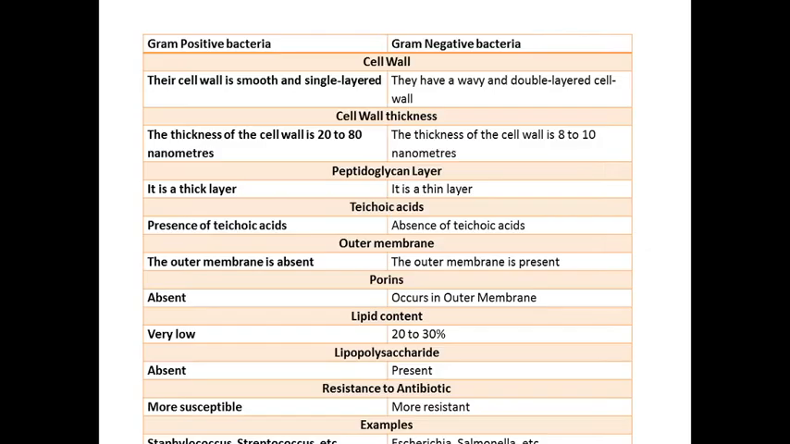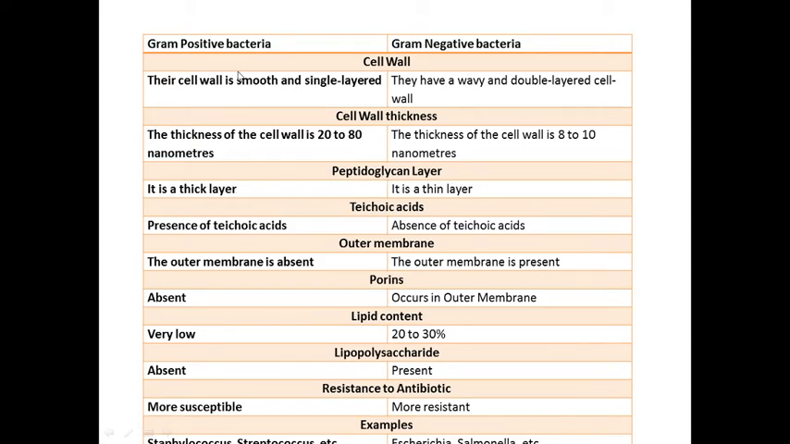This is the difference. Cell wall: gram positive bacteria cell wall is smooth and single layered. In case of gram negative, it is wavy and double layered. Cell wall thickness: the thickness of the cell wall in gram positive is 20 to 80 nanometer, compared to 8 to 10 nanometer in gram negative.